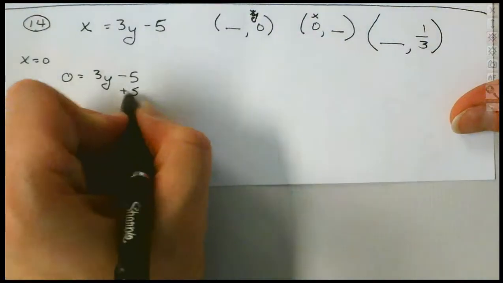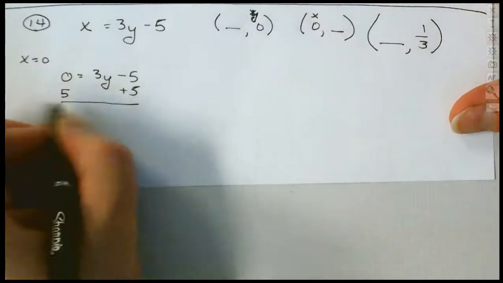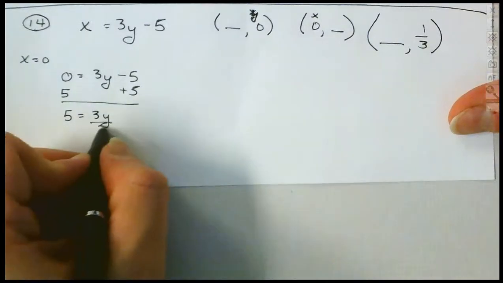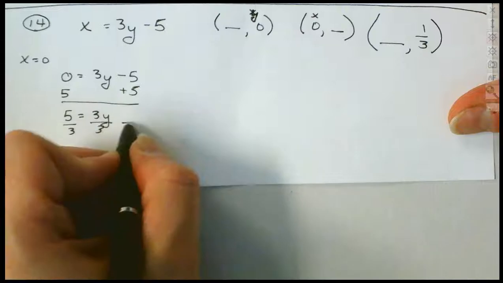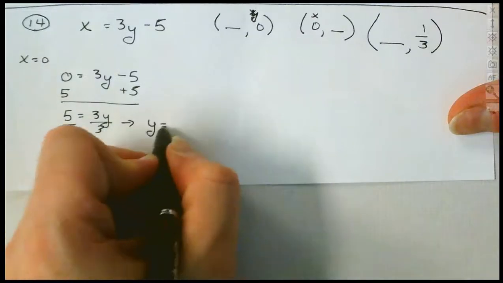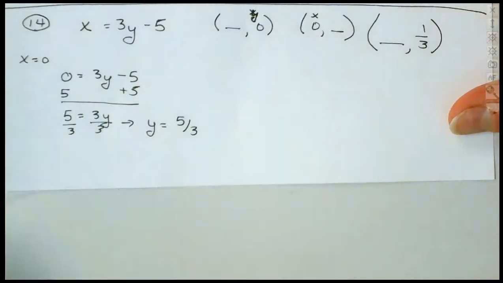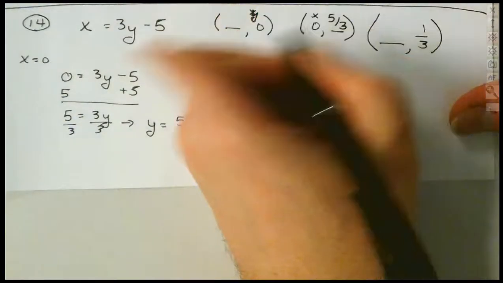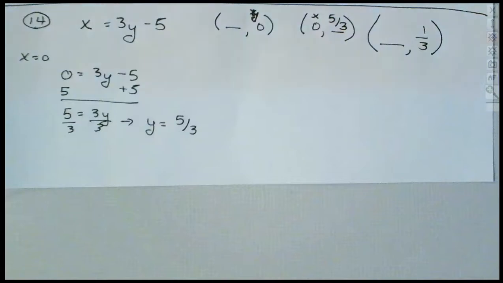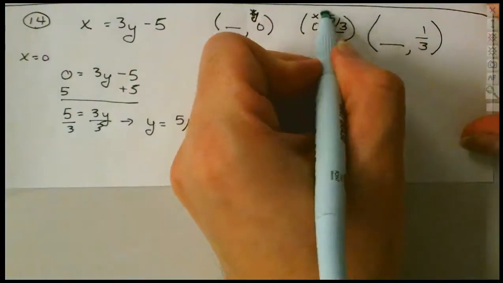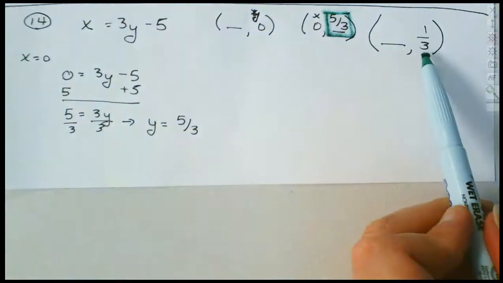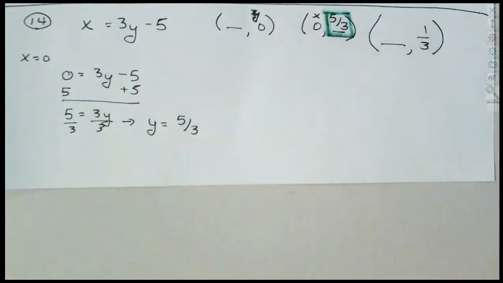I'm going to move that 5 over. And now we've got 5 equals 3y. We're going to divide by our 3. And that gives us now y equals 5/3. So that one's going to go over here as 5/3. And that's okay. We can plot that fraction. 5/3 is a lot easier to plot than 1/3 because 1/3 is so small. But 5/3 we can definitely do.